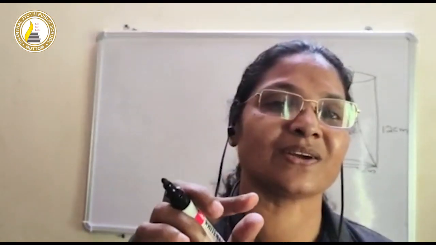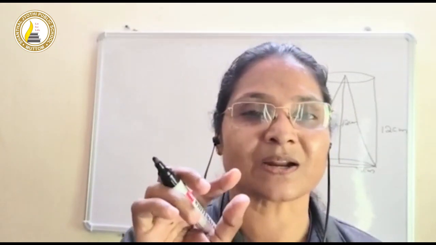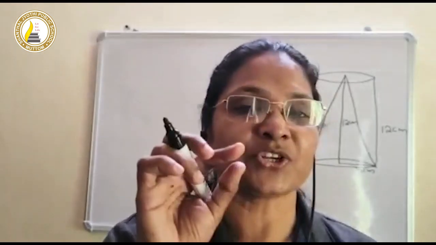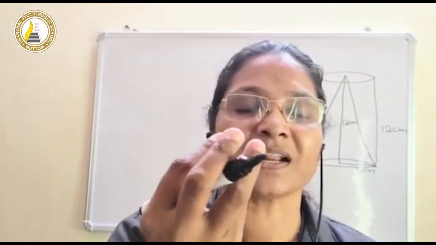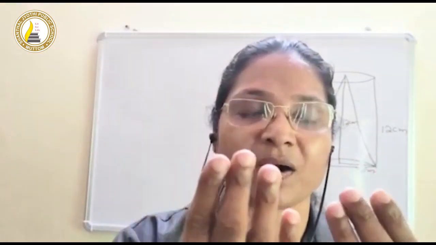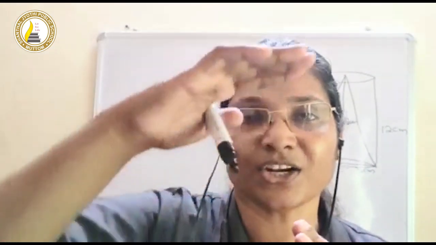Then first we can calculate the total surface area of the remaining portion. Total surface area means the total area of all the faces we can see. After removing a cone from the cylinder, which faces can we see? Actually, the curved surface area of the cylinder is there. And the top base is there. The top base will remain after taking out the cone. What about the bottom base? It won't be there. Why? We are taking out the cone.